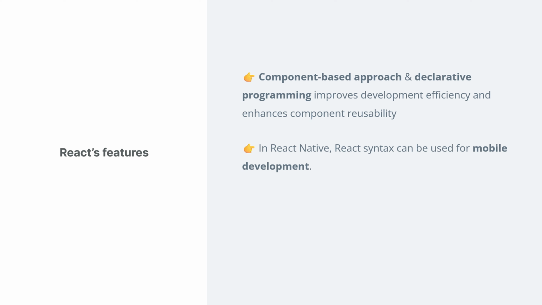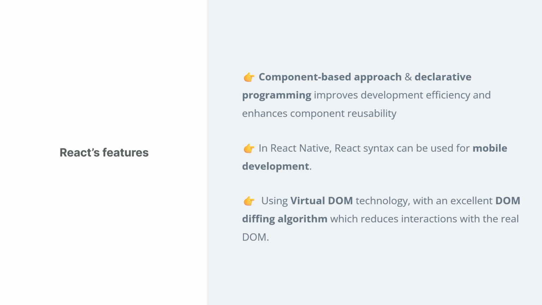And the third and particularly important feature is that React uses virtual DOM technology. With an excellent diffing algorithm, this reduces interactions with the real DOM. As we mentioned earlier, whether you're using vanilla JavaScript or jQuery, you're directly interacting with the real HTML DOM on the page. React, however, introduces the concept of virtual DOM, which isn't the real HTML DOM on the page, but a special DOM used by React. It doesn't exist on the page. Instead, it's stored in memory during runtime. The diffing algorithm helps to compare virtual DOMs when changes happen.